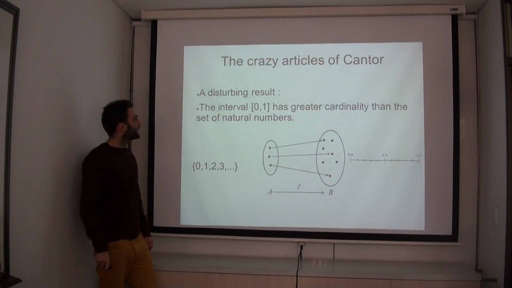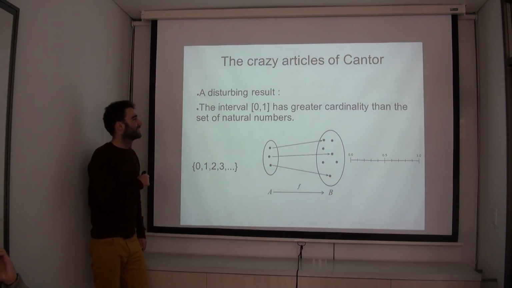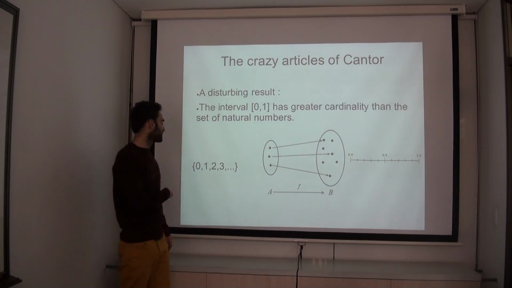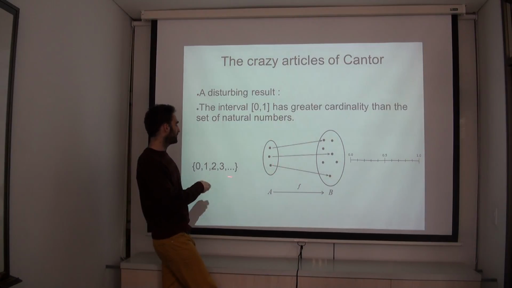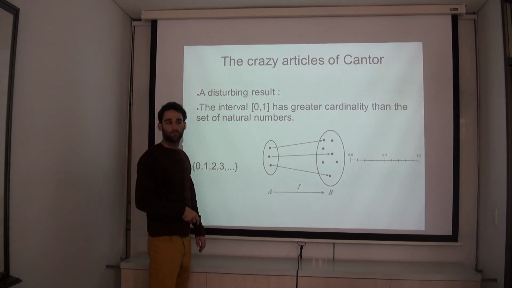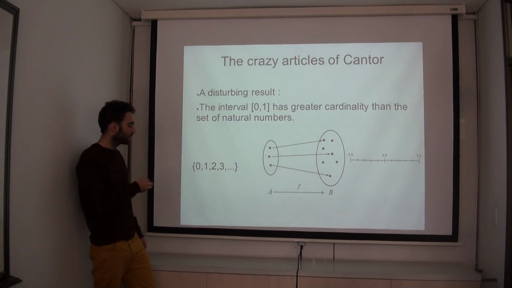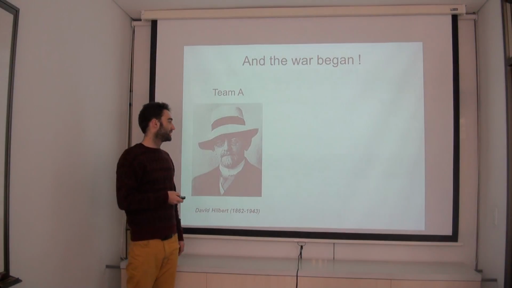Okay, and then he gave a really disturbing result. The interval 0, 1, which is represented over there, has greater cardinality than the natural numbers. That means that if you try to send the elements of this set onto this one, you're gonna miss some of them. So it's strictly bigger. And that started a war in mathematics, really.